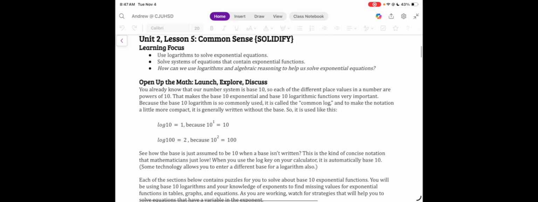So let's begin. You already know our number system is base 10, so that each of the different place values in a number are powers of 10. That makes the base 10 exponential and the base 10 logarithmic functions very important. Because the base 10 logarithm is so commonly used, it's called the common log. And to make the notation a little more compact, it's generally written without the base.